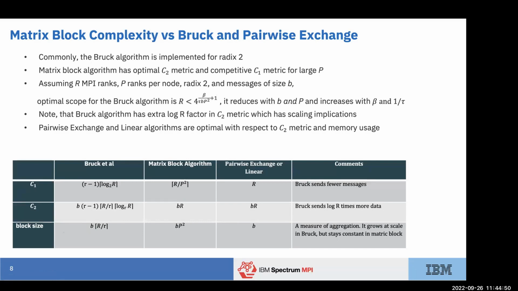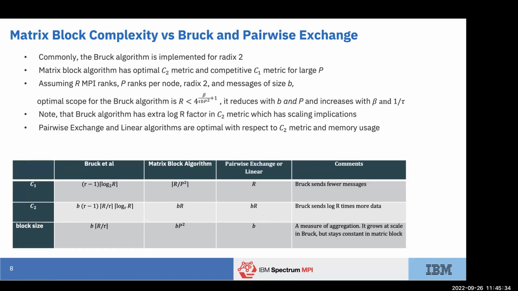Typical implementations of the Bruck algorithm have radix 2. So what we're seeing here is that the matrix block algorithm doesn't have the logarithmic factor for C2 that appears in the Bruck algorithm. The pairwise exchange and linear algorithm also don't have this logarithmic factor, and this product B times R is in fact optimal, so you can't send less data than that in Alltoall.